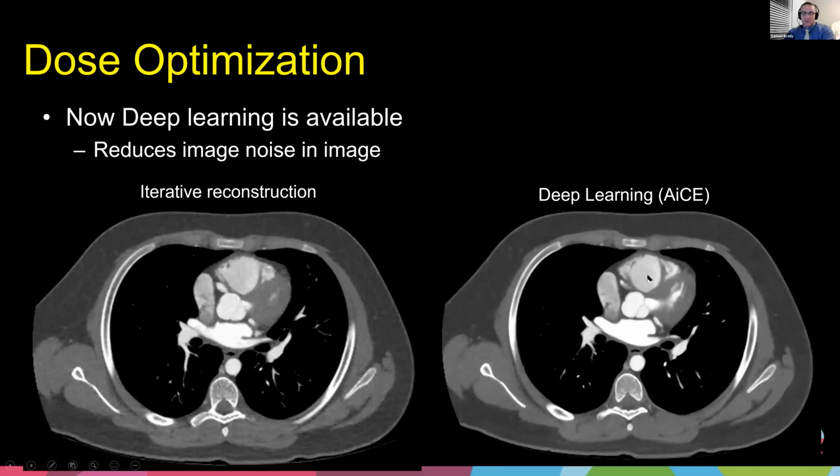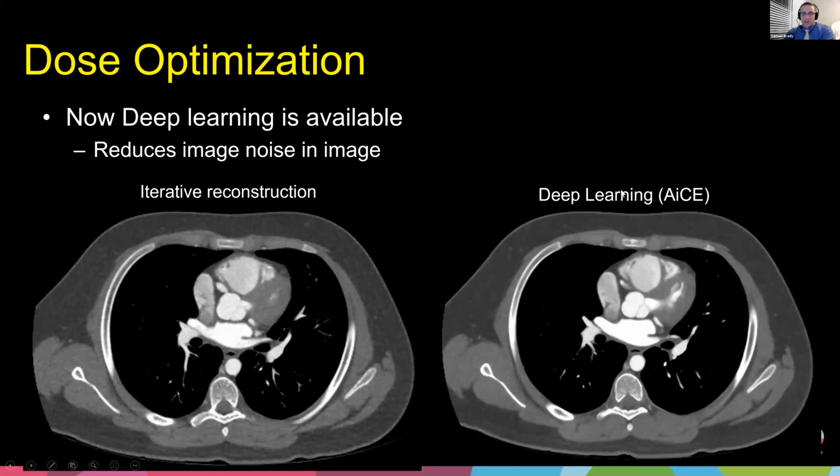Here's another patient with a standard cardiac anatomy. Once again, iterative reconstruction. This is a larger patient, so you get a little bit more noise throughout the soft tissue, noise overlaying in the heart. And in this case, with the deep learning, that noise is basically gone.